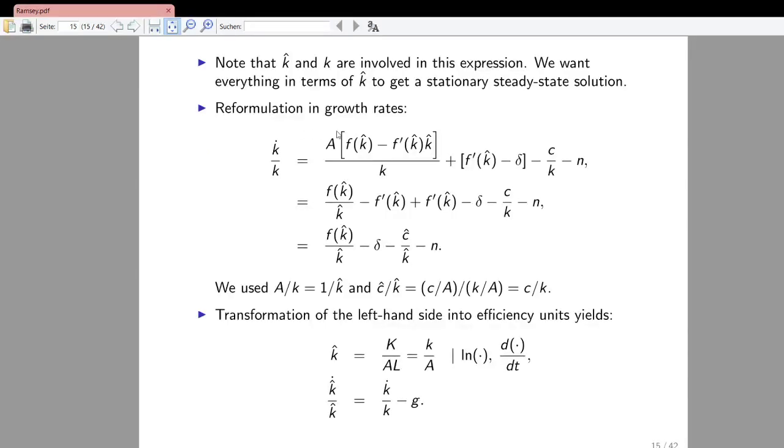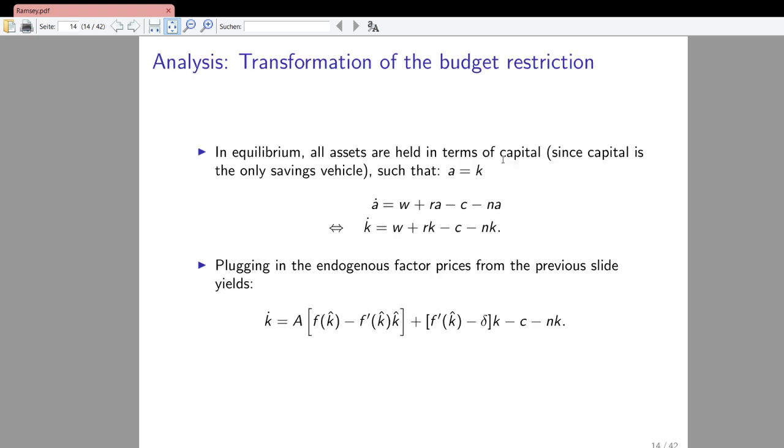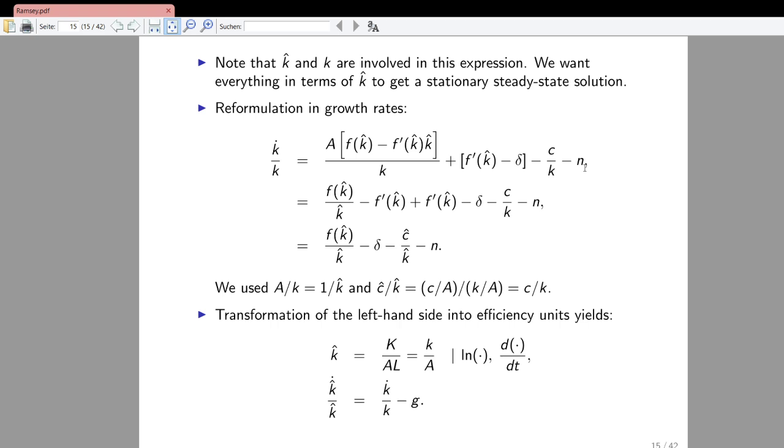First of all, we reformulate the capital accumulation equation in growth rates. So we divide it by K, and we get the evolution of capital per worker, and on the right hand side all the terms are also divided by K, such that here this K drops out, here the k drops out and we get this expression.